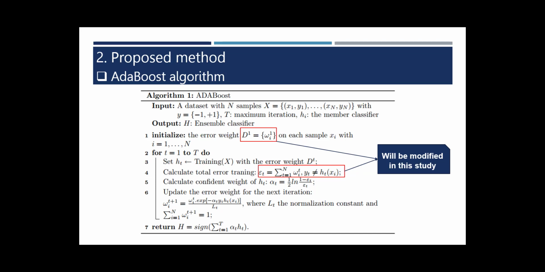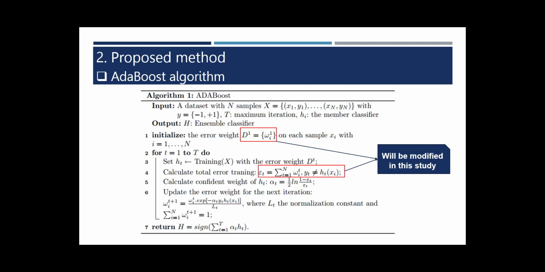We first consider the original AdaBoost algorithm. AdaBoost is an iterative algorithm that combines membership classification algorithms. This allows detailed testing of each sample in the dataset space by assigning each data sample an error weight. Despite this, we can see the limitation of AdaBoost in initializing error weights when it is applied to an imbalanced dataset, whereby the error weight, ω1i, assigned to each data sample is initialized equally.